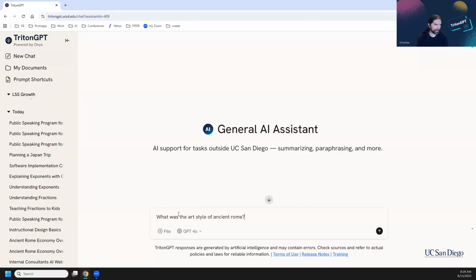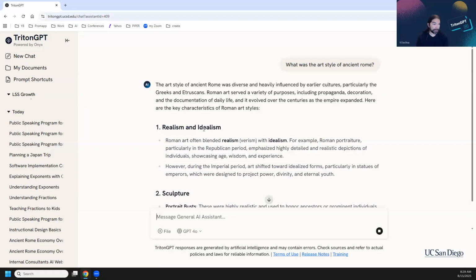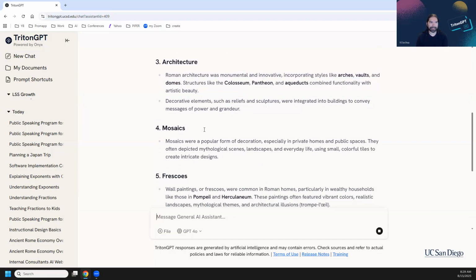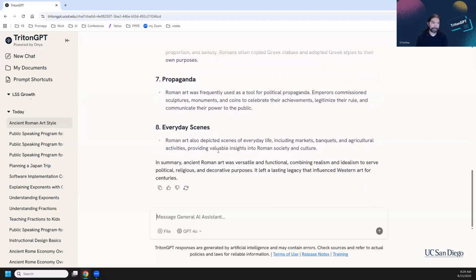A lot of times when you put a prompt in here, like what was the art style of ancient Rome? It's going to give you some information. Now, what if I'm the kind of person who's uncertain about some of this stuff? I want to make sure that all of this is factual. One thing I can put on here is, check to make sure everything was factual, or you could say, provide links to places where I can learn more.